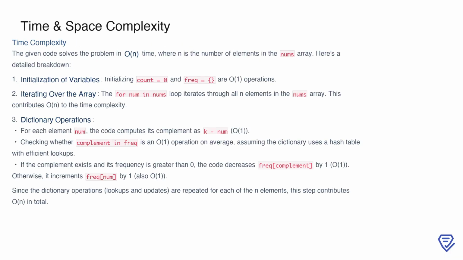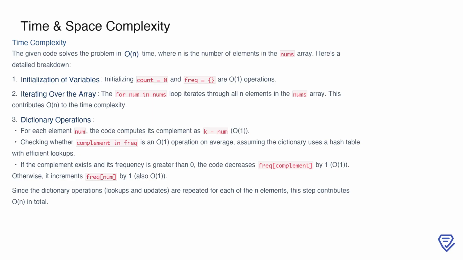To analyze the time complexity of the given solution, we start with the initialization of variables. Setting up count = 0 and creating an empty dictionary, frequency = {}, are constant time operations, or O(1). Next, we have the main operation, iterating through the array nums using a for loop. This loop processes each of the n elements in the array exactly once, so it contributes O(n) to the overall time complexity.